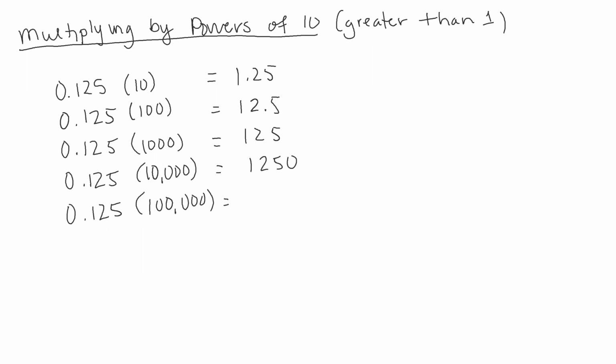And finally, if I multiply by 100,000, I get 12,500. All right. So what do you think is happening? Okay. There's always a correlation when you have decimals and powers of 10. There's just things that happen.